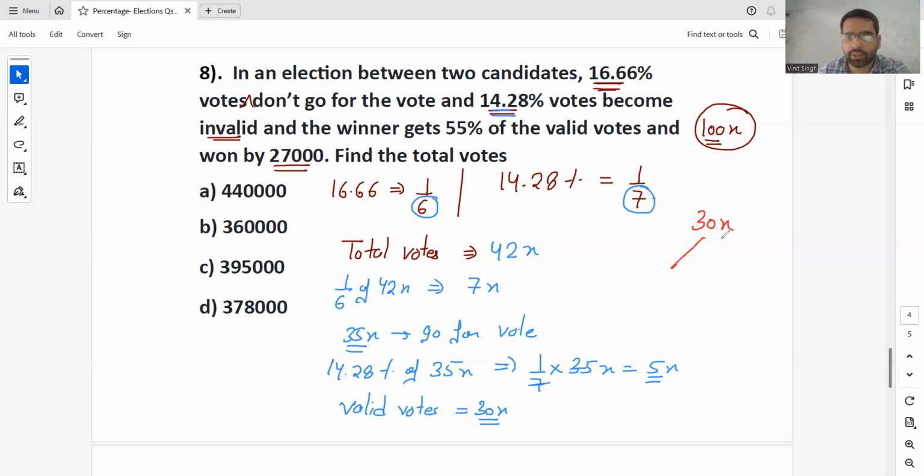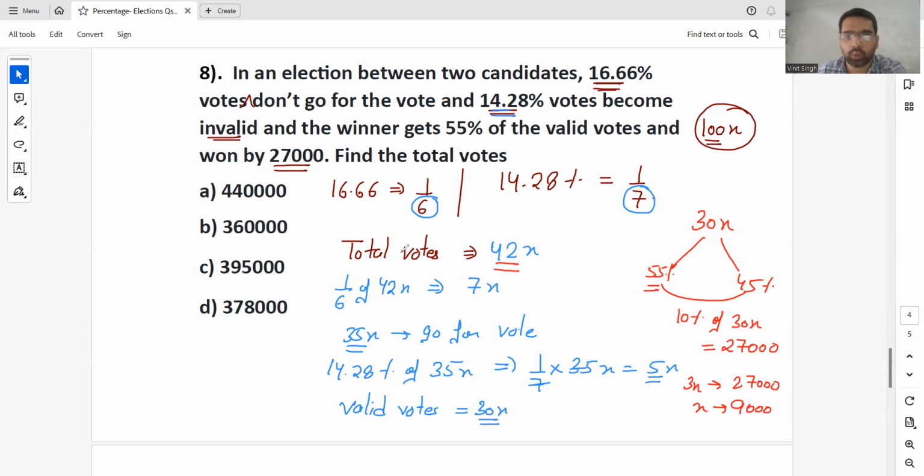Winner gets 55%, runner-up gets 45%. There will be a difference of 10%. 10% of 30x is equal to 27,000. Here, winner gets 55% of valid votes. 30x is our valid votes, 42x is our total votes. Now 10% of 30x is equal to 3x, and 3x equals 27,000. x is equal to 9,000.